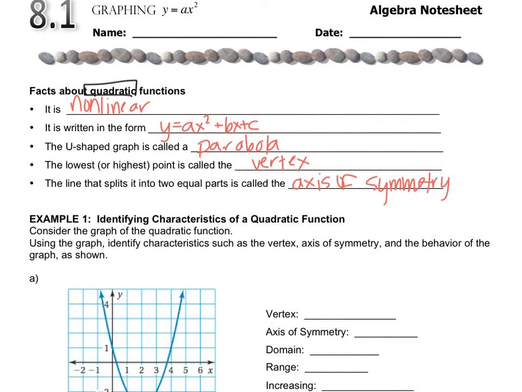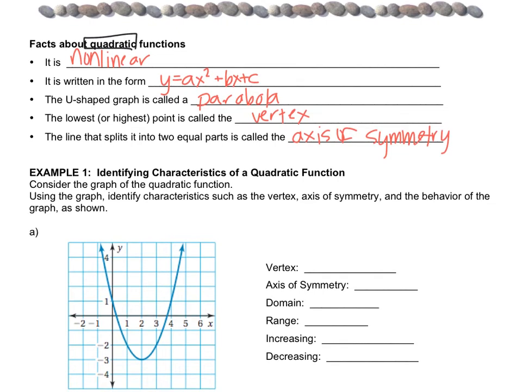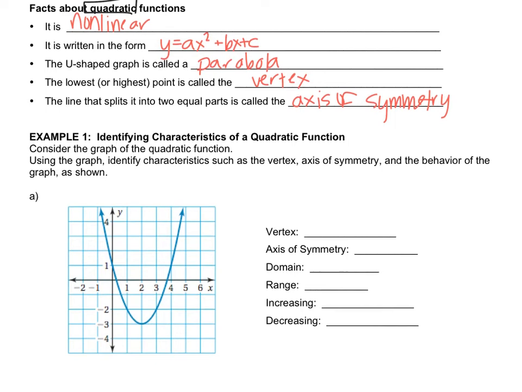So let's look down at example 1 and let's identify all of these things that I just mentioned. So we've got our U-shaped graph, right? Looks like a parabola. It's got a vertex down here. That's the lowest point. And down this vertex, right down the middle, what you would call in 6th grade the line of symmetry, we now call the axis of symmetry, and that's where the parabola kind of splits in half.